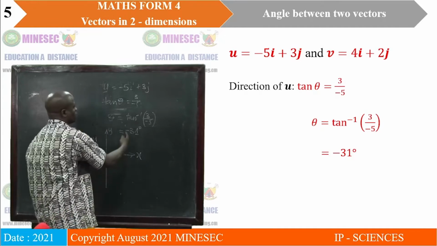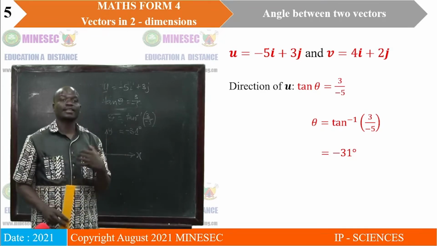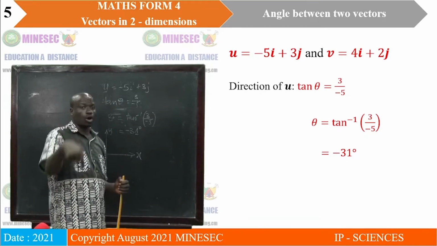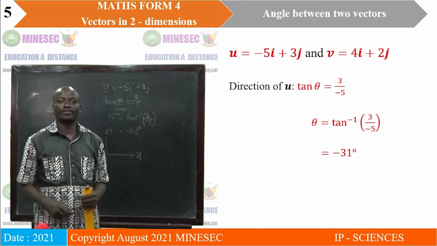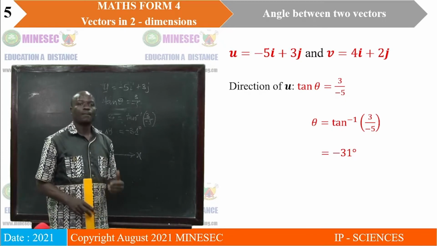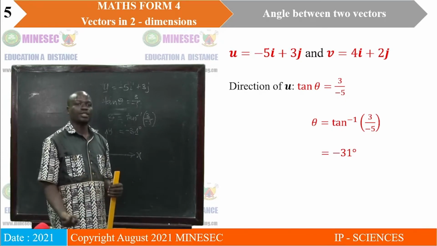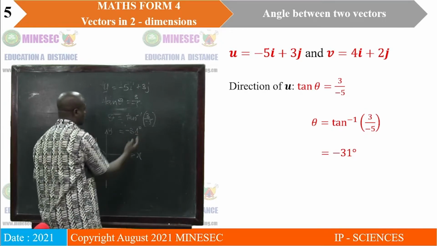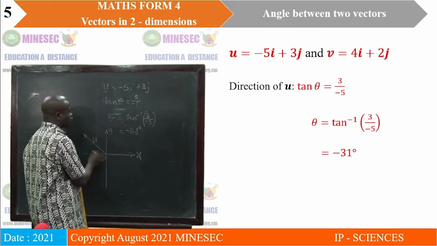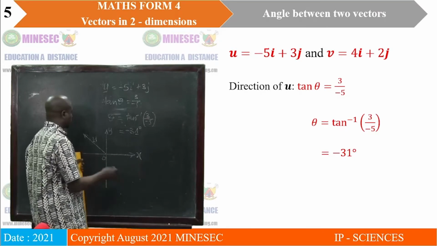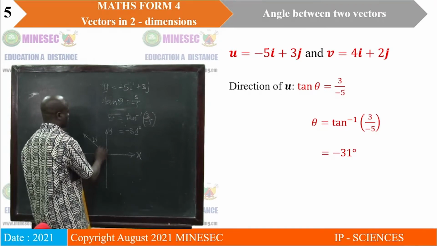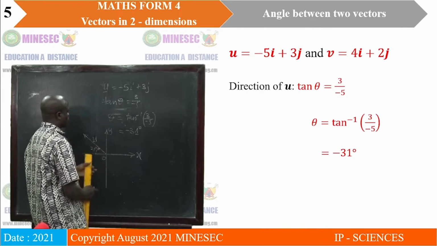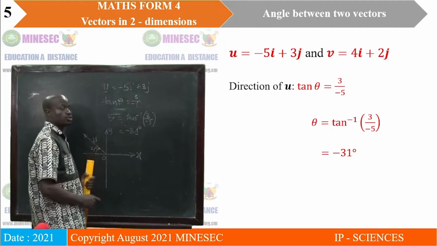Now, when you have an angle that has a negative sign, a negative angle means that it has been measured in the clockwise direction, or in the clockwise sense. Meanwhile, positive angles are measured in the anti-clockwise direction. So this negative 31 degrees means that we are measuring it still with the x-axis, but we are measuring from here, going in this direction. So it is 31 degrees, but in the opposite direction to the usual way.